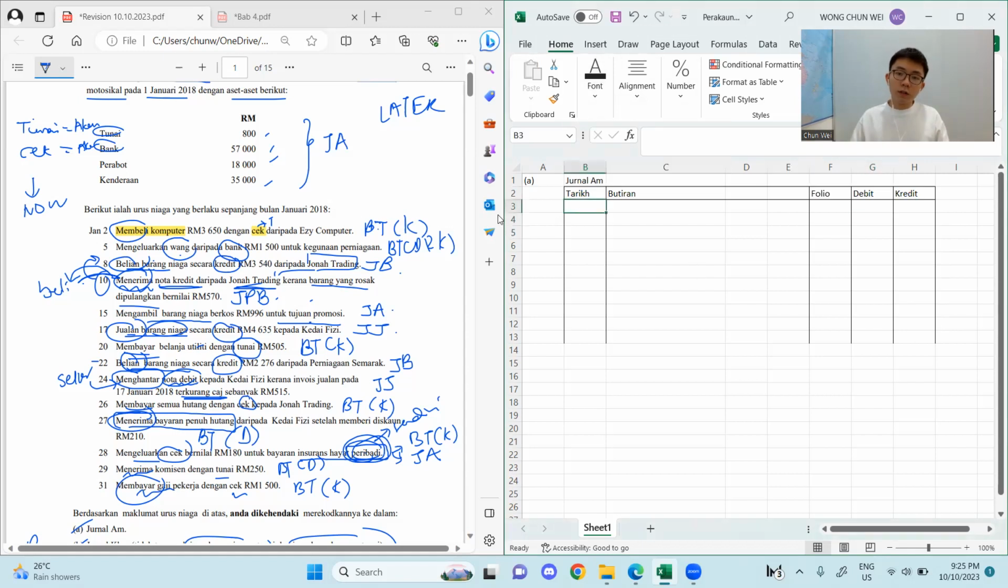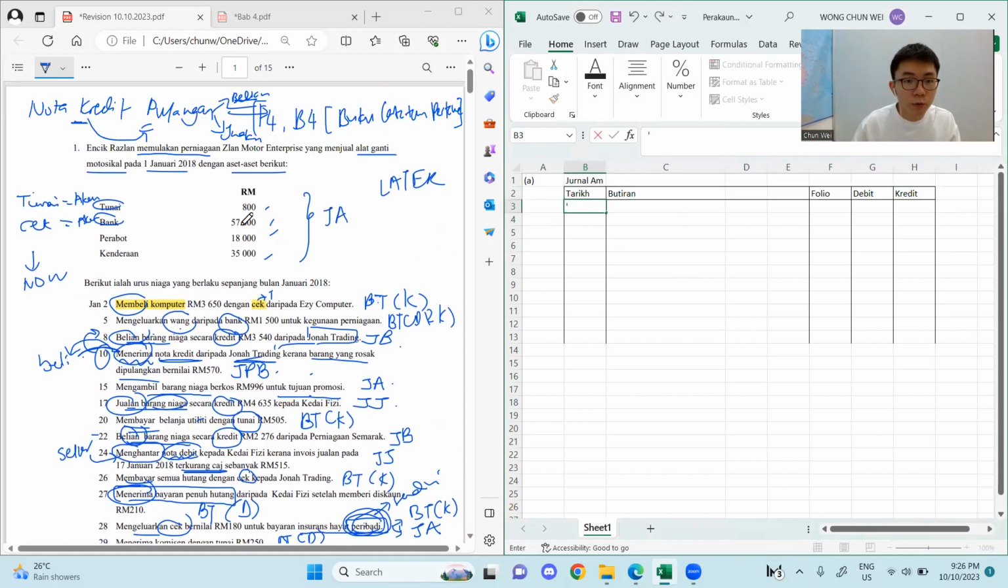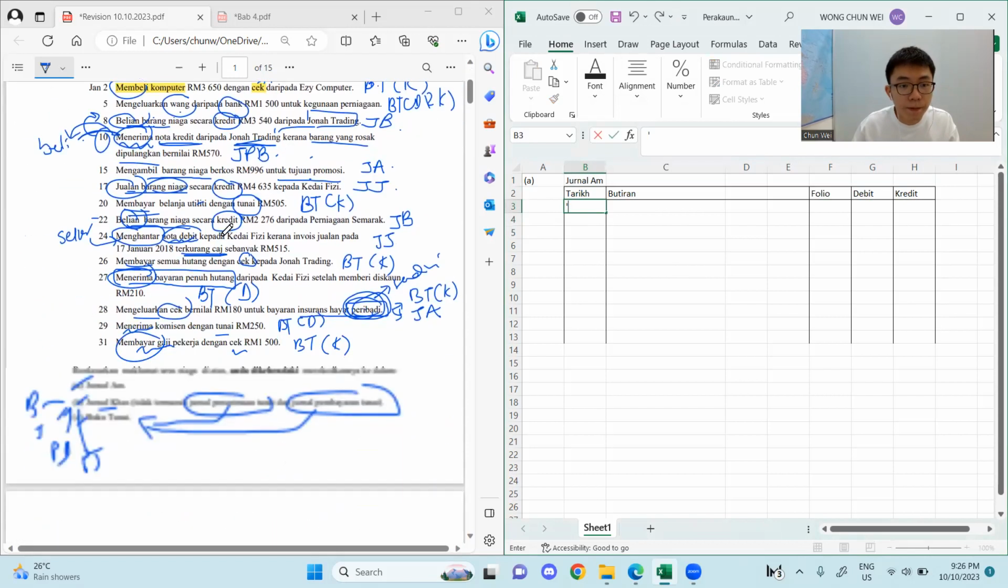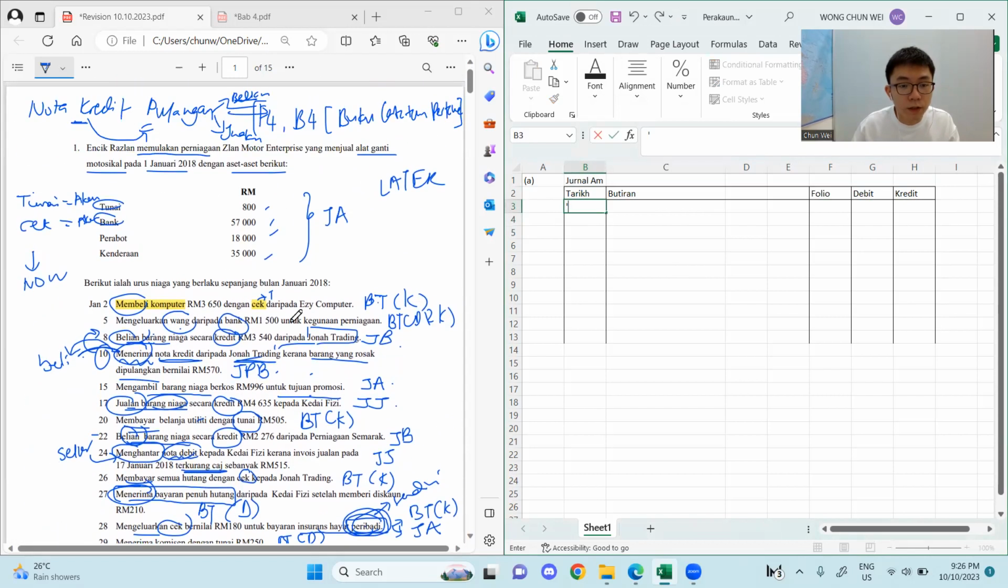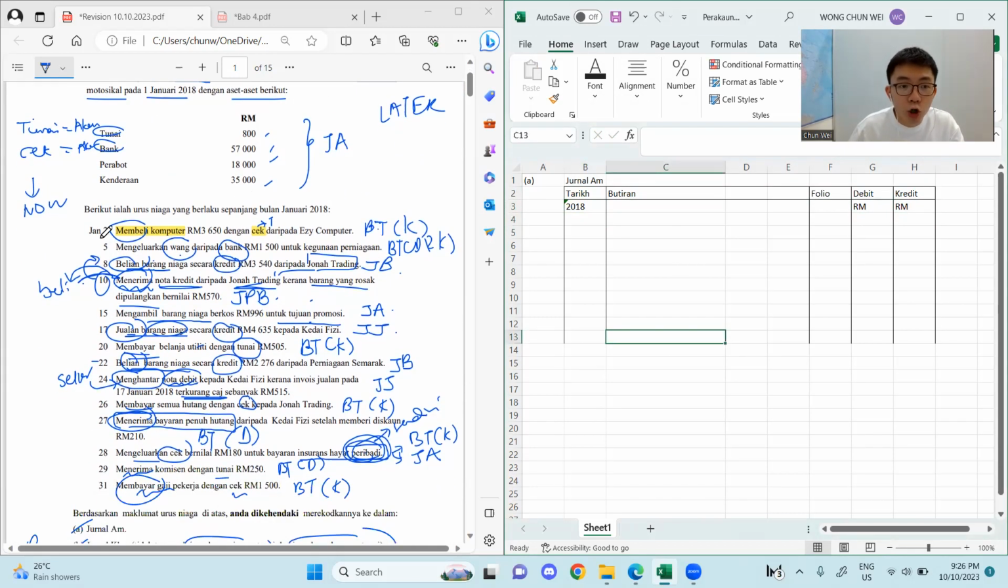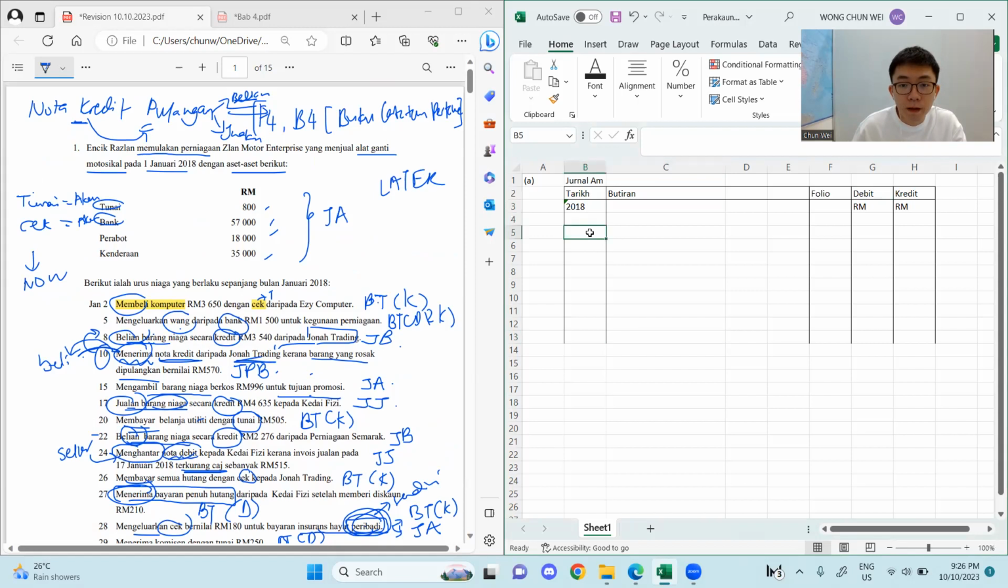Okay, so after all this title, you must have the year under the date. So we are actually doing for year 2018. All right, first January 2018 means on year 2018. And then under the debit and credit, you got the Ringgit Malaysia. This is the currency that you must have. It's in accordance with your format. All right. Okay. Then we will be going according to the date so that you don't skip anything. So now let's start from the 1st January. This is the baki. All right.